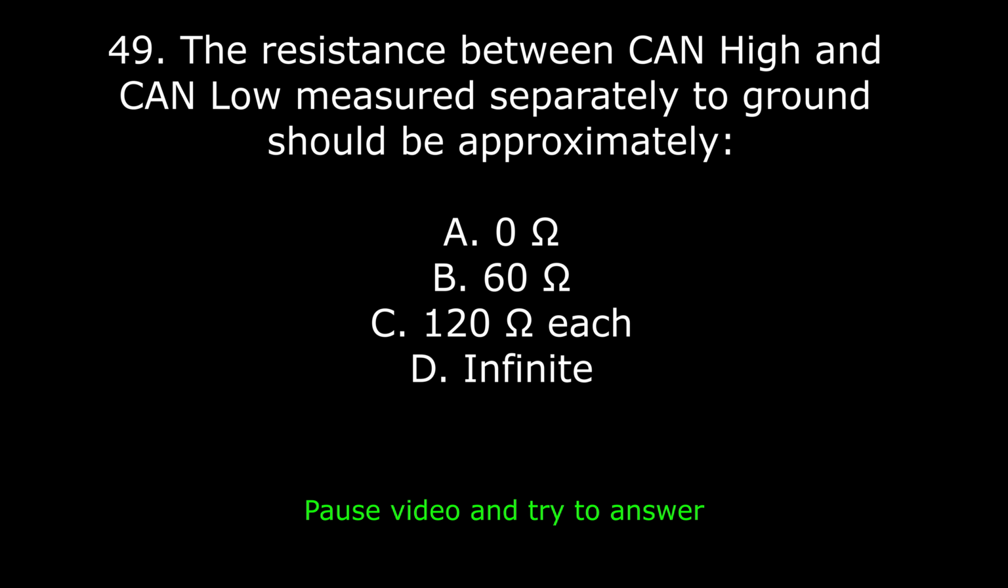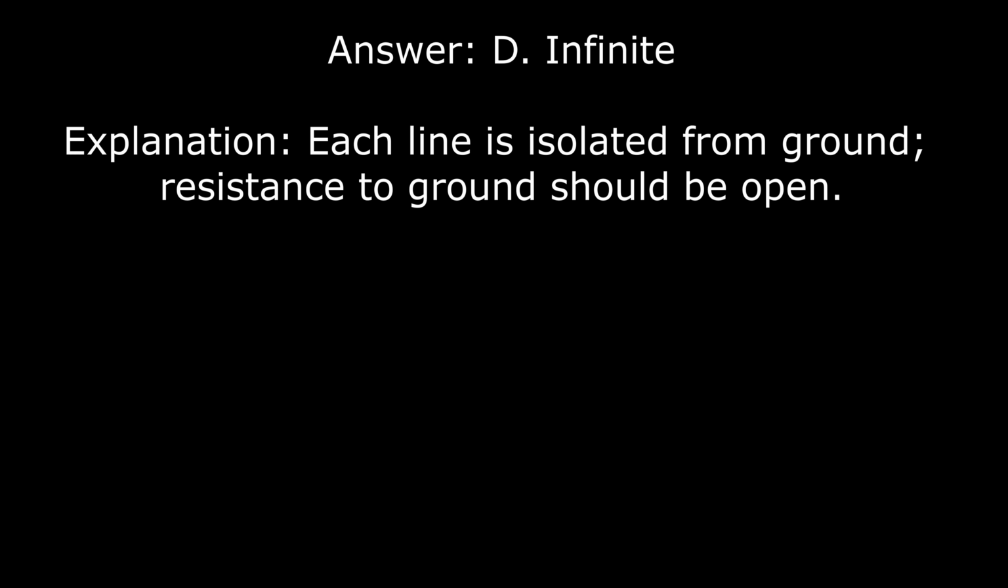49. The resistance between CAN high and CAN low measured separately to ground should be approximately: A. 0 ohms. B. 60 ohms. C. 120 ohms each. D. Infinite. Answer: D. Infinite. Explanation: each line is isolated from ground. Resistance to ground should be open.